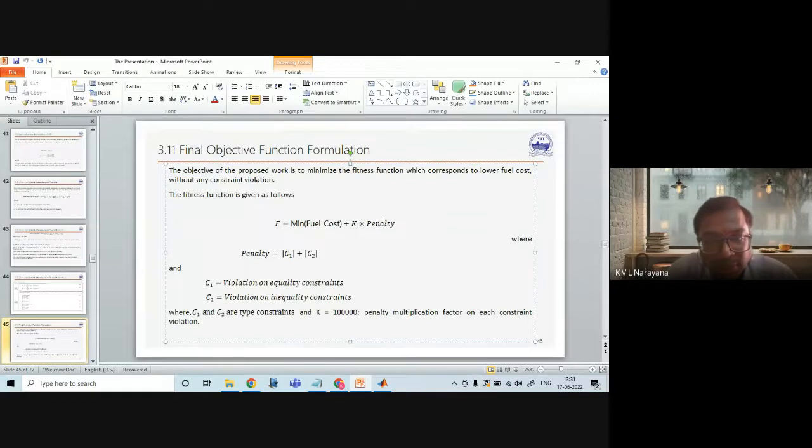This penalty is to be added based on the constraints. This K into penalty is responsible for the constraints violation. If there is any violation, then penalty is added. If there is no violation, no penalty is added. So this minimum of fuel cost is the main objective, because whatever optimization algorithm we apply to the objective function, it must satisfy all the constraints.